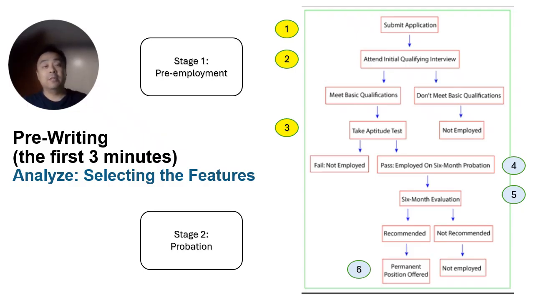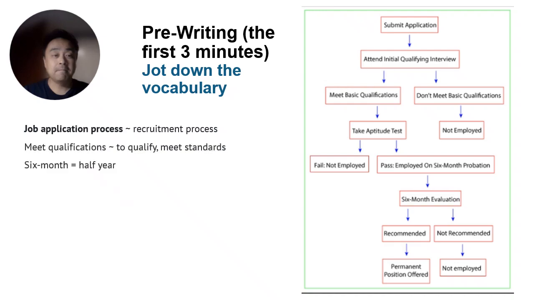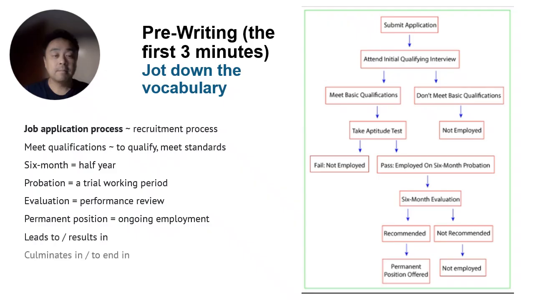Now that's not all. Let's take a look at vocabulary that might help us in describing everything that happens here. Now, I'm not going to say that you have to use all the vocabulary you'll see here, but it is useful when talking about applying for a job. And as well, we have some helpful cause-effect vocabulary that we could use in almost any process. Leads to, results in, culminates in, ends in. Feel free to pause the video to read everything more carefully.